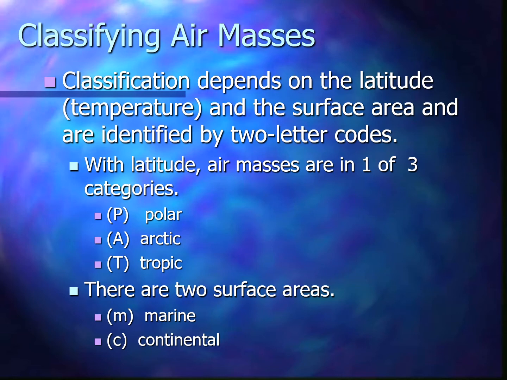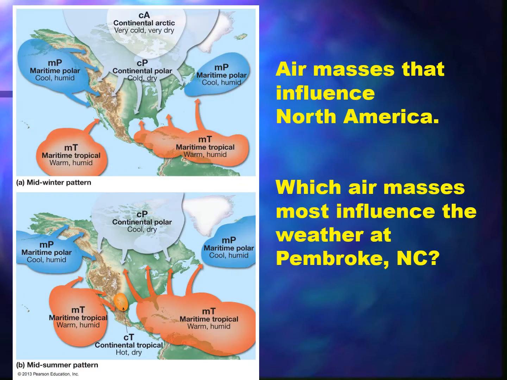Okay, so 3 different groups for latitude. But air masses are also going to depend on the surface area. And we have 2 types of surface areas on this planet. We have marine and we have continental. Okay, so we're going to make combinations out of these, polar, Arctic, and tropic, and then marine, continental. And again, bringing them together, you might think we're going to make 6 types of air masses, but we're only going to make 5. Why only 5? We will get to that.